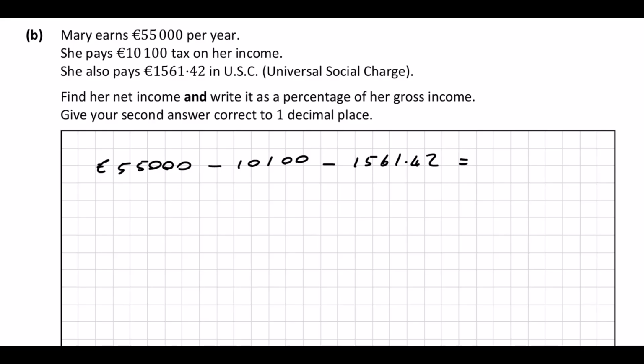So when you do that, you get 43,338 euros and 58 cents. So that is her net income.